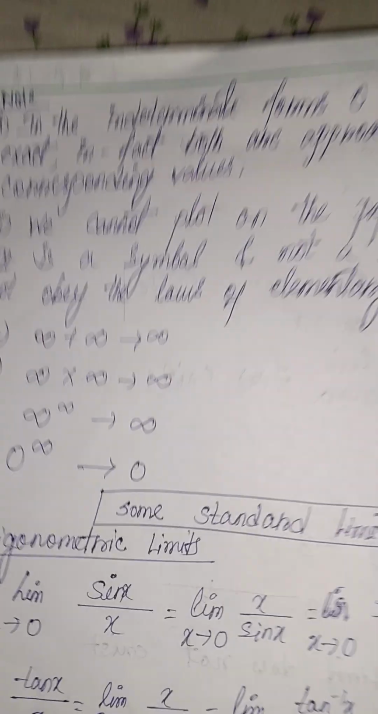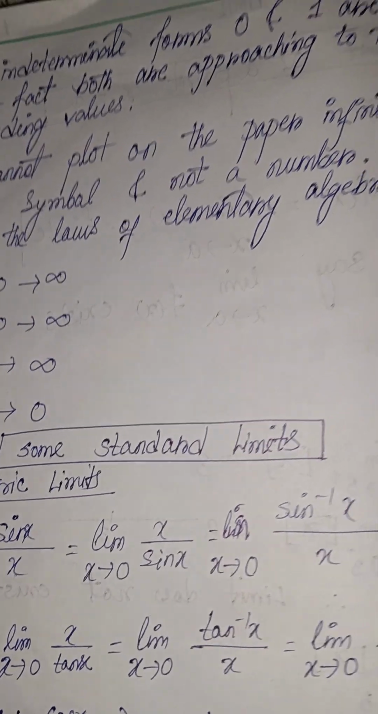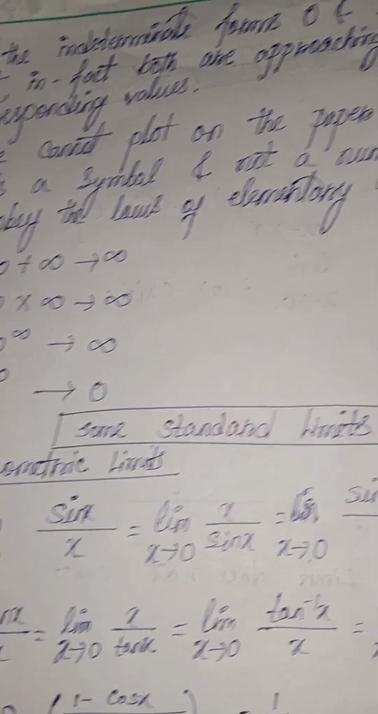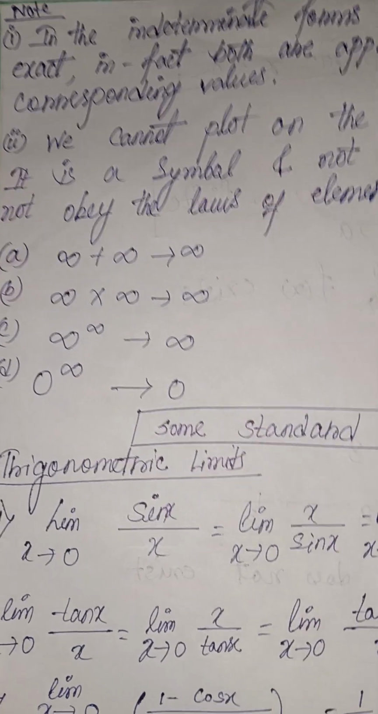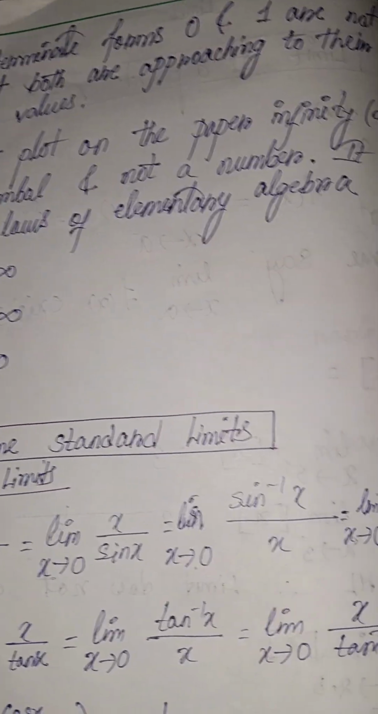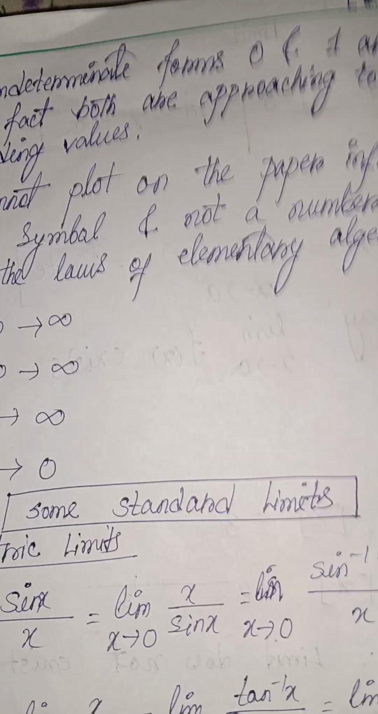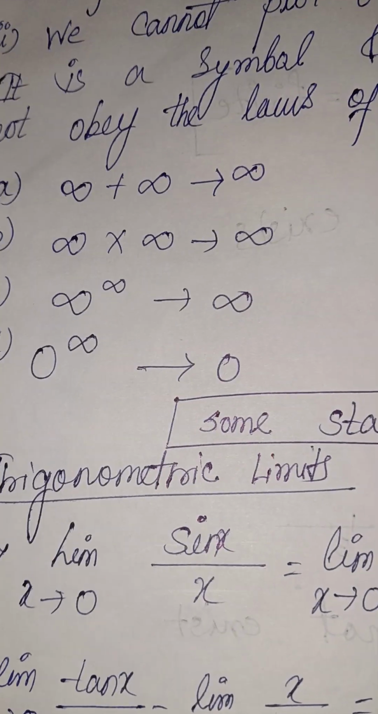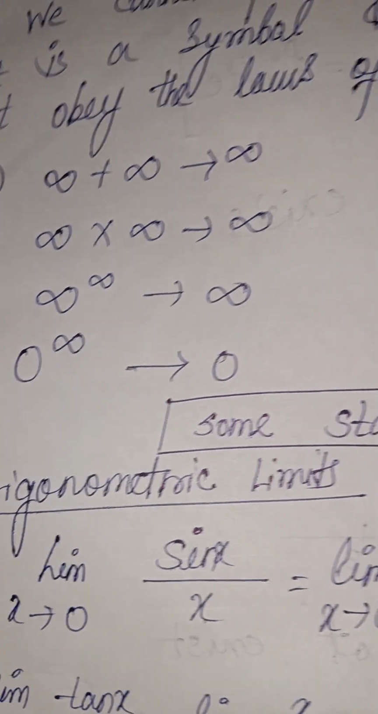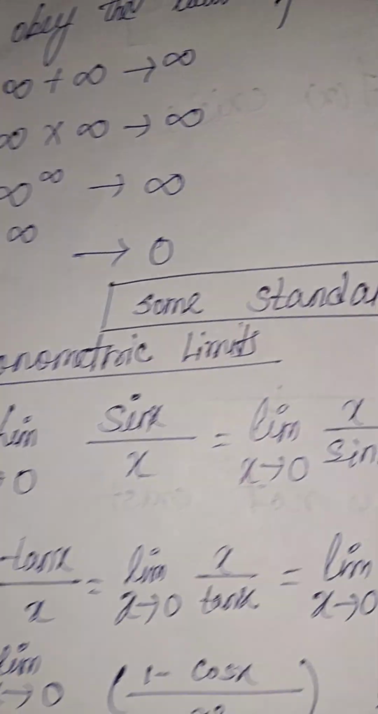Next, some notes. In the indeterminate form, 0 and 1 are not exact. In fact both are approaching their corresponding values. Okay, that's note one. And note number 2, we cannot plot infinity on paper. It is a symbol and not a number. It does not obey the laws of elementary algebra. Okay, so infinity plus infinity tends to infinity, infinity cross infinity tends to infinity, infinity to the power infinity tends to infinity and 0 to the power infinity tends to 0.